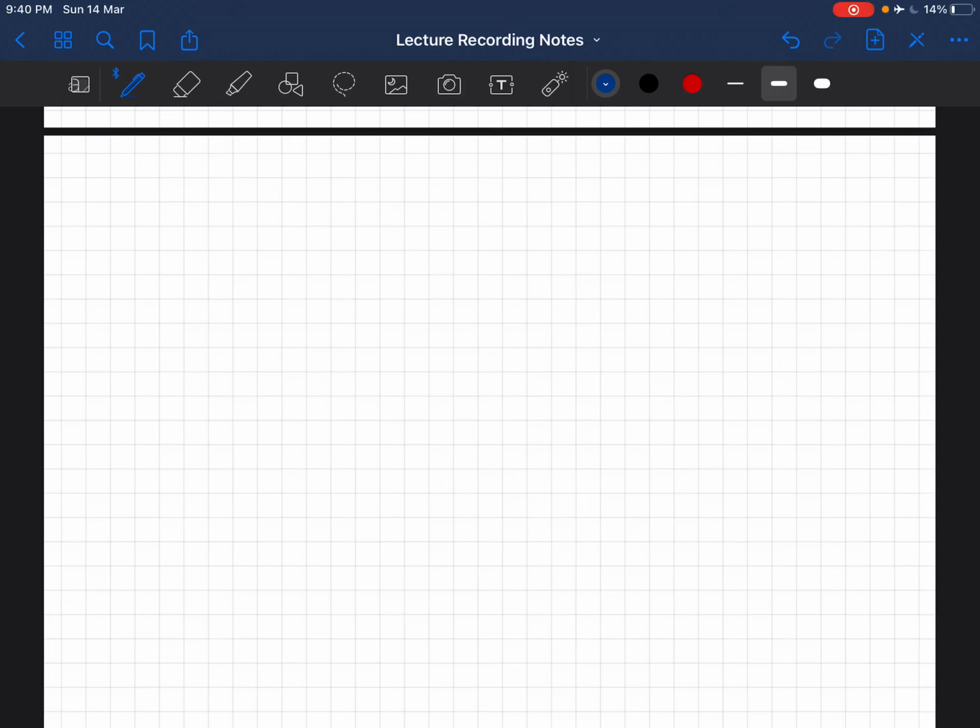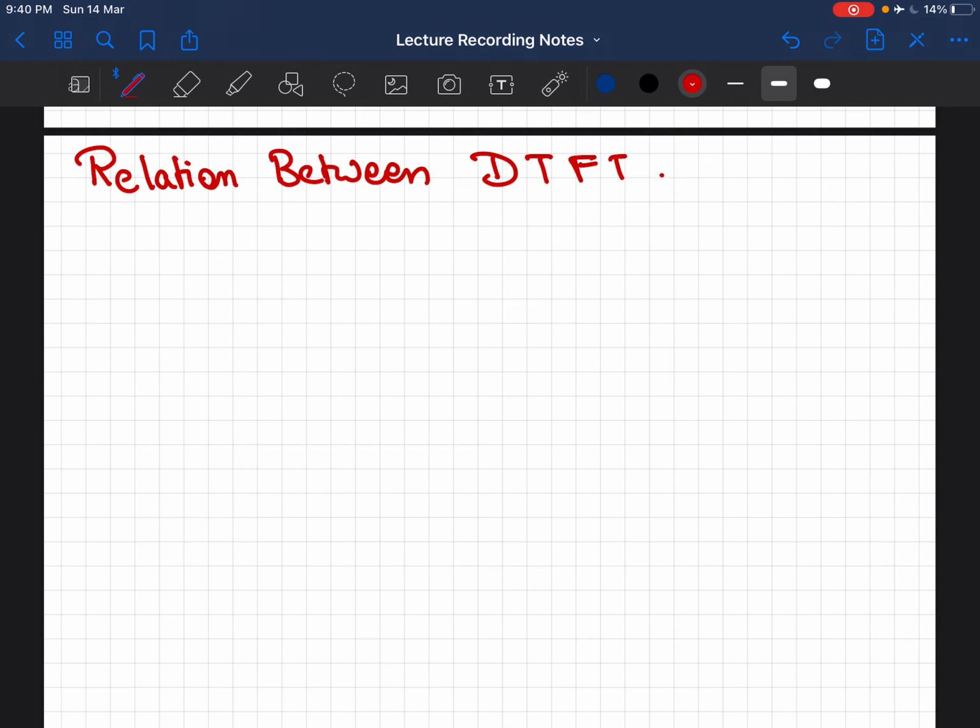Alright class, so let's start with the topic between DTFT and DFT, right? So let us do one thing. Let us divide this page into two parts. One, you studied your DTFT. We are not going to get into the details, but how we got DFT.